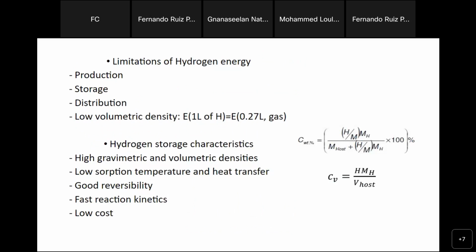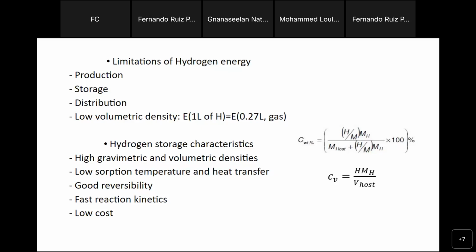Okay, but the hydrogen energy suffers from some limitations, namely its production, its storage, and its distribution. And the main disadvantage of hydrogen is its low volumetric density. For example, one needs 1 liter of hydrogen to produce the energy obtained by 0.27 liter of gasoline.